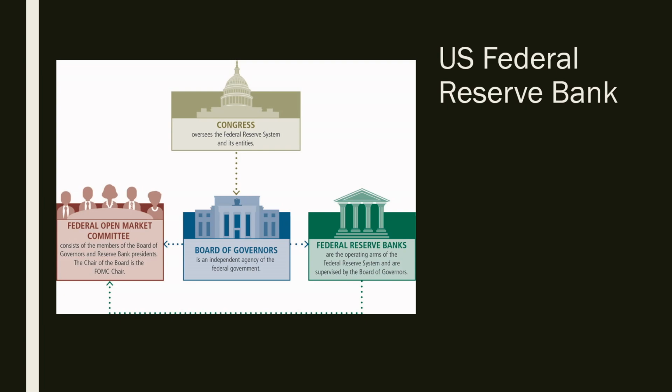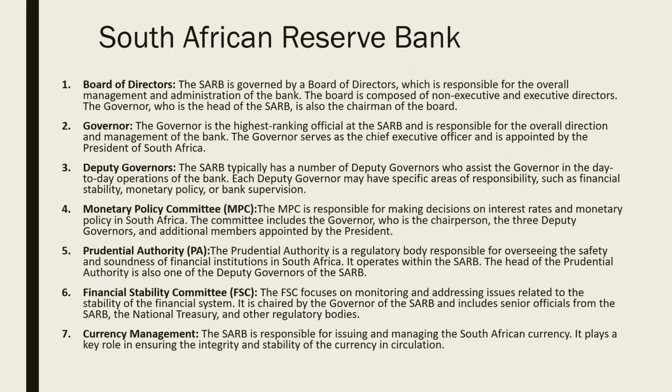Then, if we want to look at the South African Reserve Bank, it has a slightly different structure. It's governed by a board of directors, which is responsible for the management and administration of the bank. Then there is the governor, who is the highest ranking official and is responsible for the direction and management of the bank. There are a bunch of deputy governors as well. And then there's also the Monetary Policy Committee. There's also the Prudential Authority, as well as the Financial Stability Committee and the Currency Management. So you guys can go through what each of these are and what they stand for.